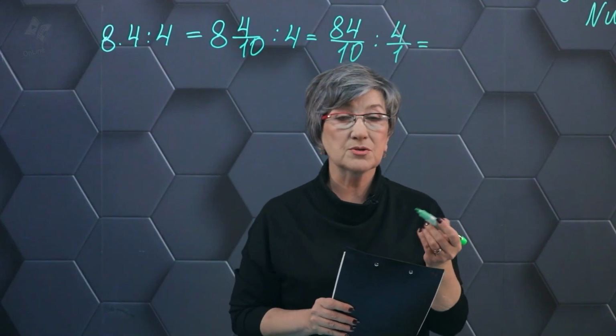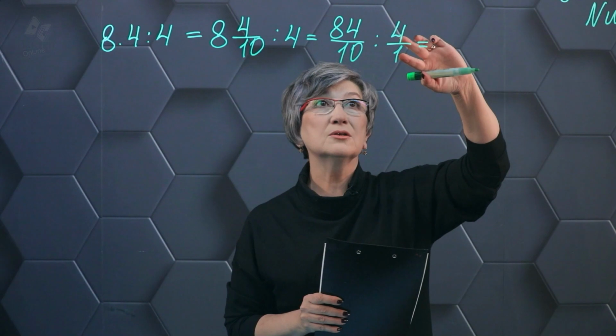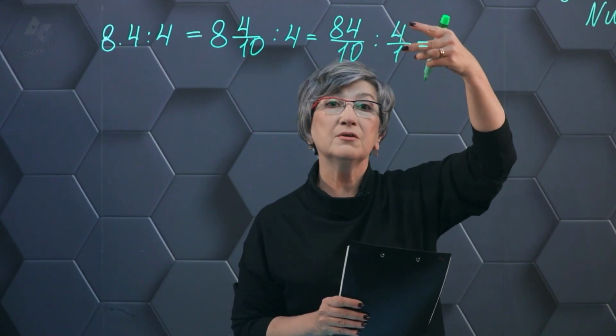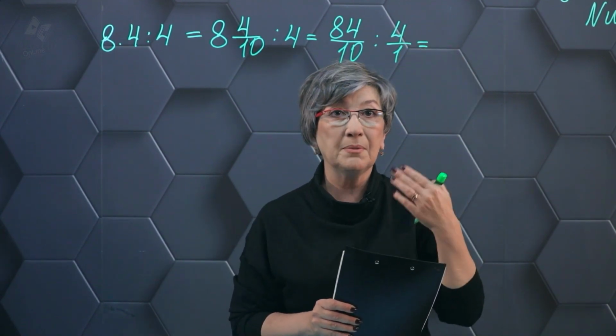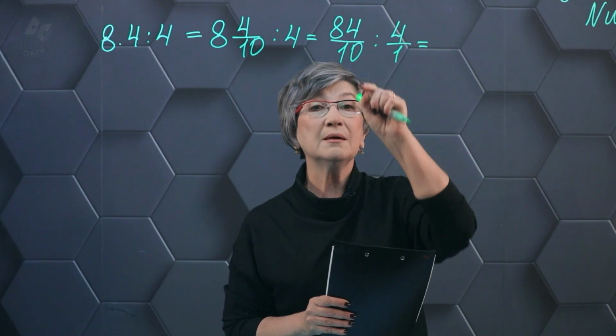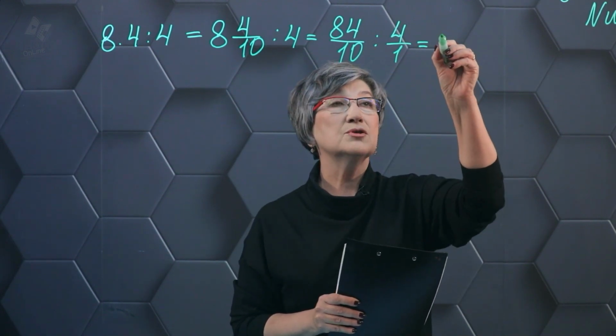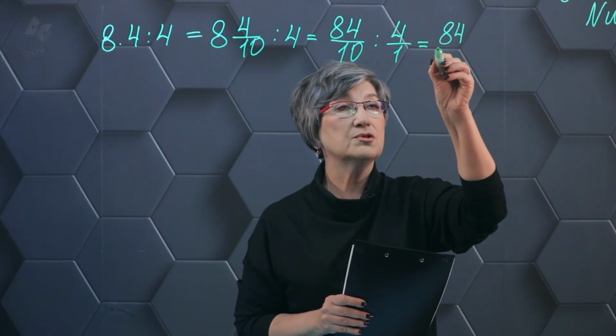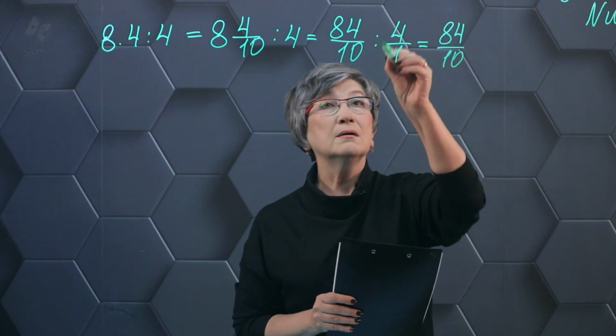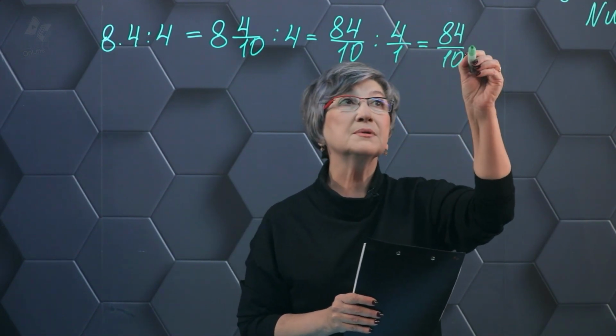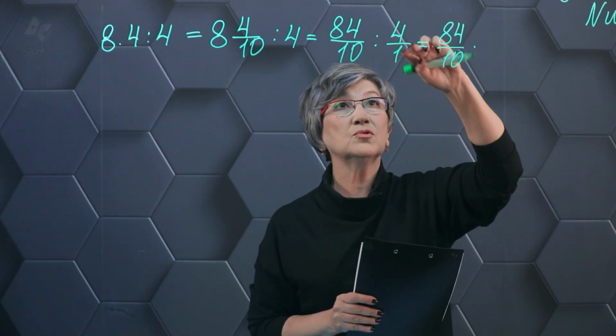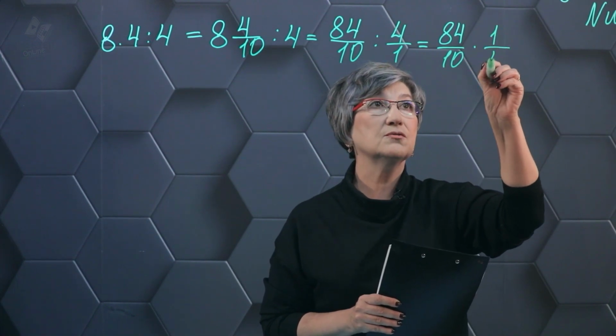What happens in this case? According to the rule of division, I have to invert the second fraction, or replace it with an inverse fraction, and change the sign of division to multiplication. So I leave the first number, 84/10. Instead of the division sign, I will put the multiplication sign, and this fraction I will invert. It turns out to be 1/4.